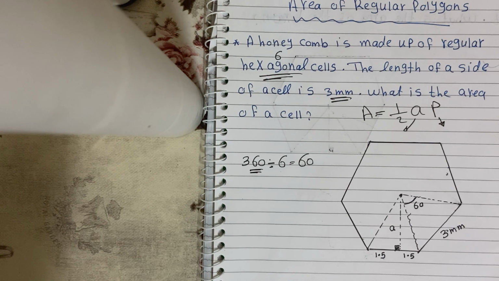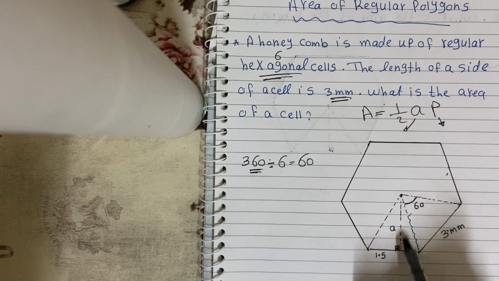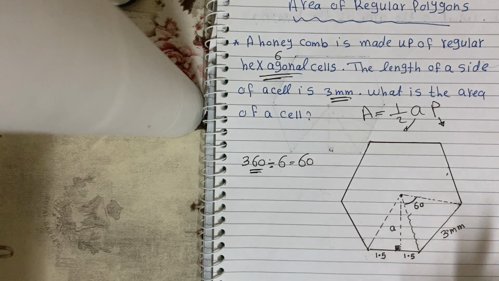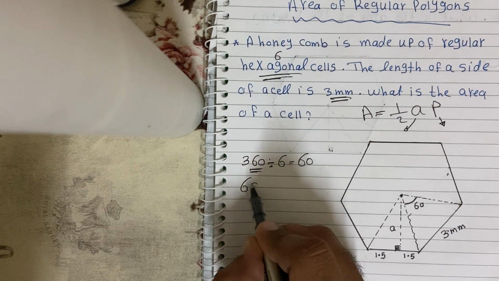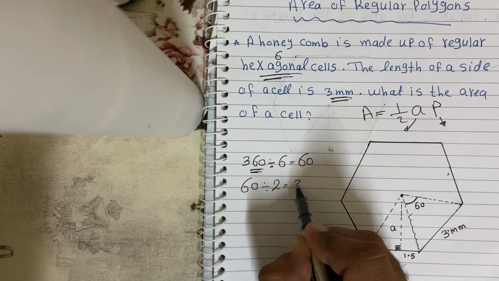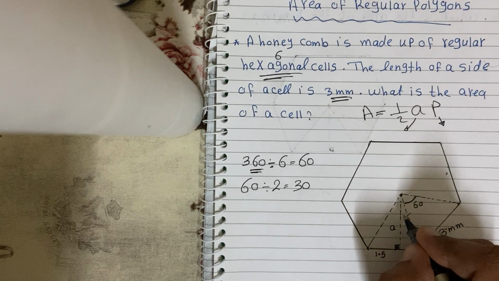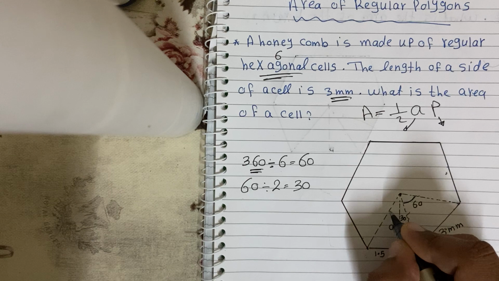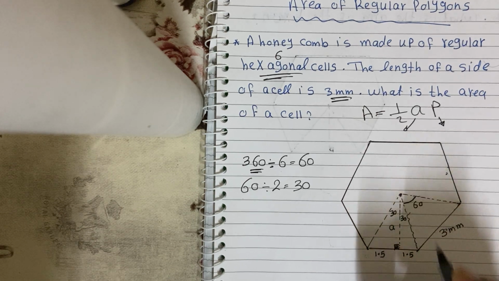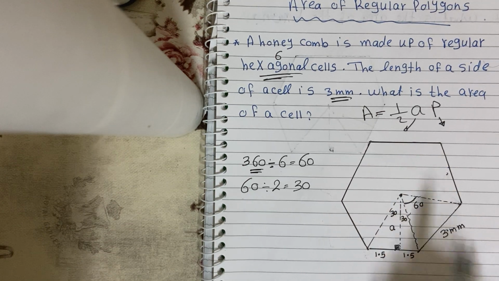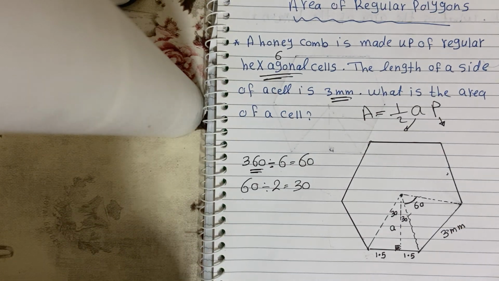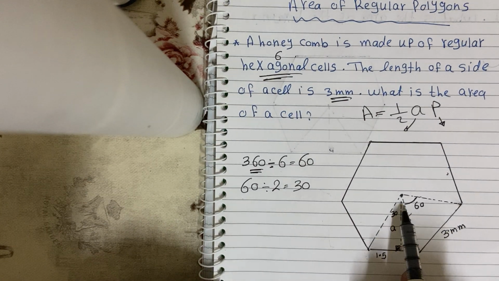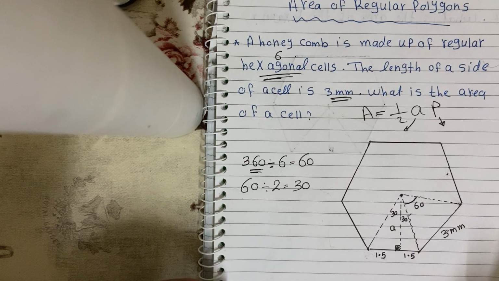After that, make 60 divided by 2. Why divided by 2? Because the apothem divides the vertex angle into 2 congruent angles. So 60 divided by 2 is 30. That means this angle is 30 degrees and this angle is 30 degrees. Now we are going to use this triangle to find the apothem.